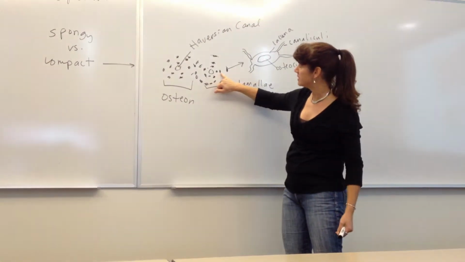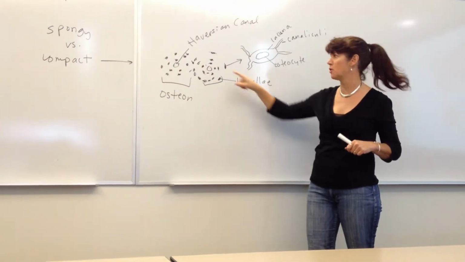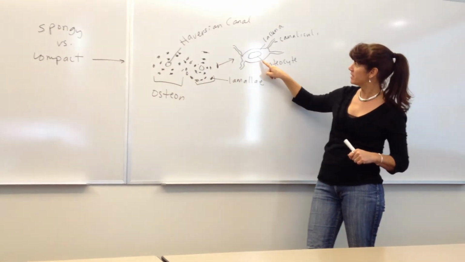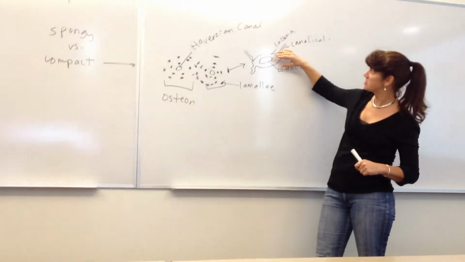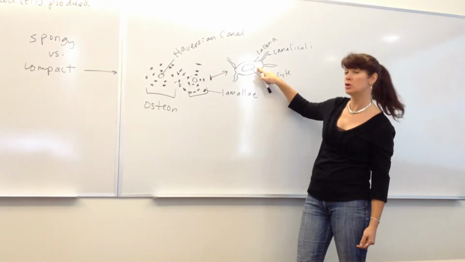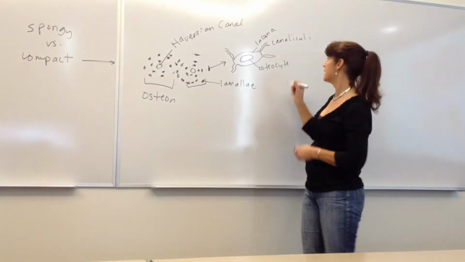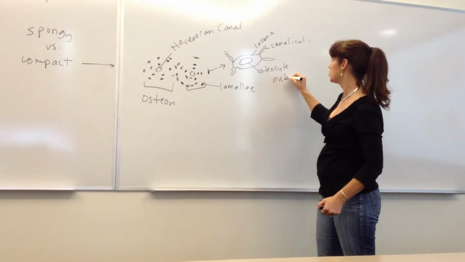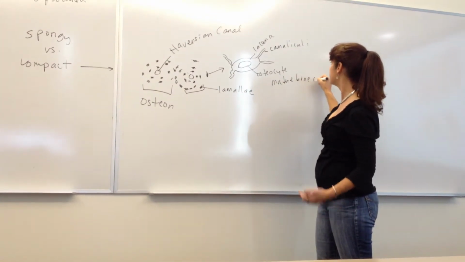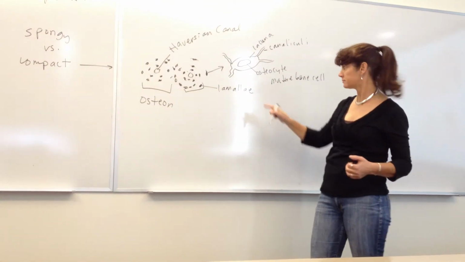If we took a look at one of these little dots in that cross-section that we would be looking at in the microscope, what is in one of those dots? What it looks like is a little space. That little space is filled with fluid. We call it the lacuna. Inside of the lacuna is an osteocyte, and an osteocyte is a mature bone cell. It's a cell that does not divide, it just does basic function.